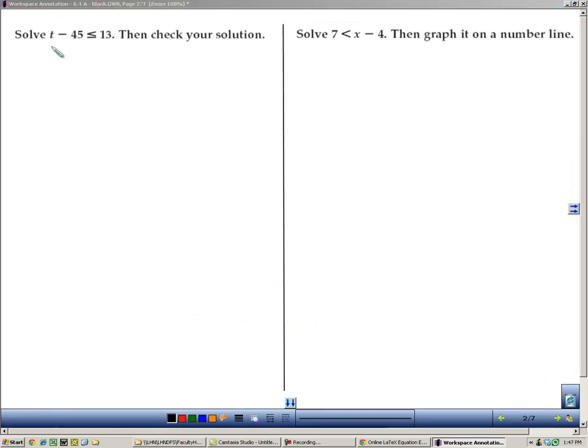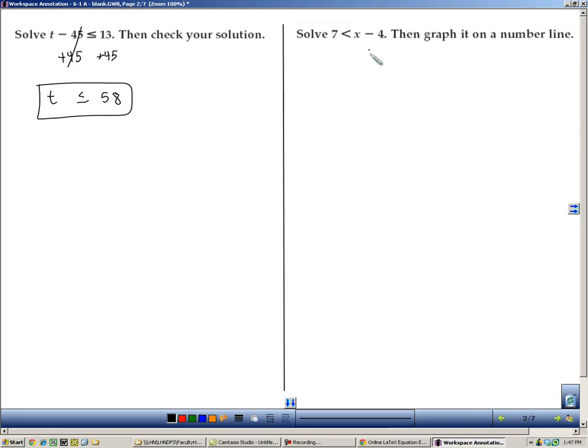So here we have a couple of examples for inequalities, and we have to solve for t, which means we're going to isolate this unknown. The 45 is connected with subtraction, so to get rid of that, we're going to add 45 to both sides, just like we would do if it was an equal sign. So these cancel off, leaving t is less than or equal to 58. And there's my solution.